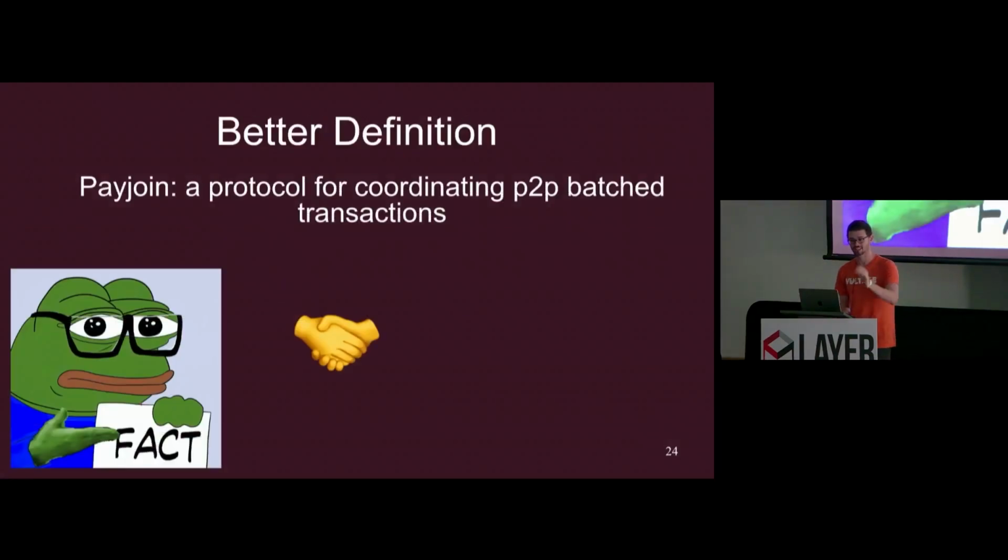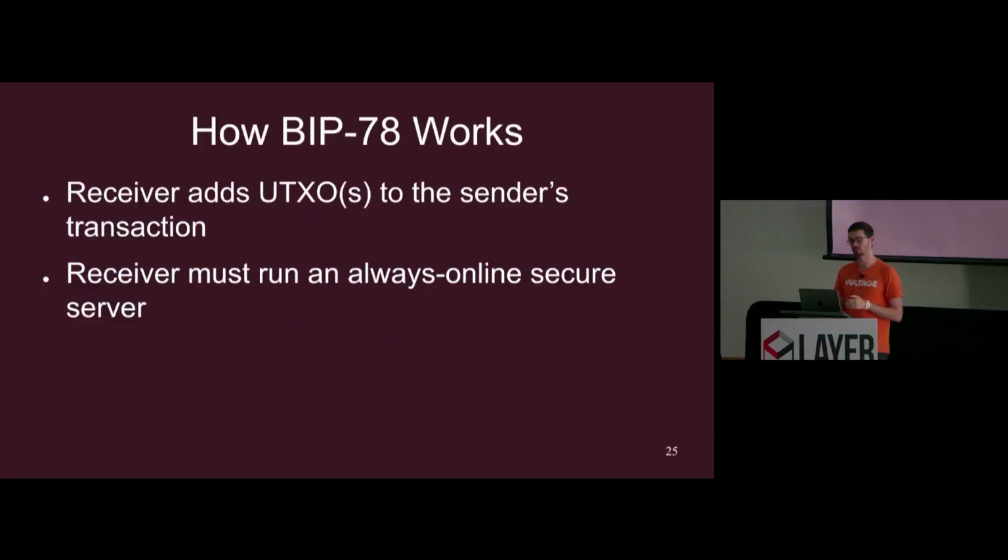So how about this? How about we say Payjoin is a protocol for coordinating peer-to-peer batch transactions? Because that's really what it is. It's a sender and a receiver cooperating to form the ideal transaction, right? A transaction that would best work for whatever situation they're in.